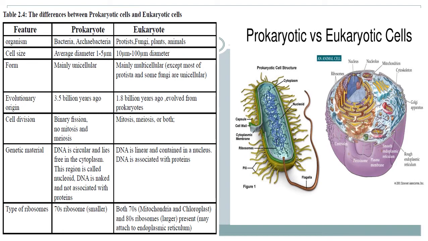And there are two types of ribosomes, 70S and 80S ribosomes. In prokaryotes you only get the 70S ribosomes. Whereas in eukaryotes you get 70S ribosomes in the mitochondria and the chloroplast, and 80S ribosomes are present, may be present free or attached to the endoplasmic reticulum.